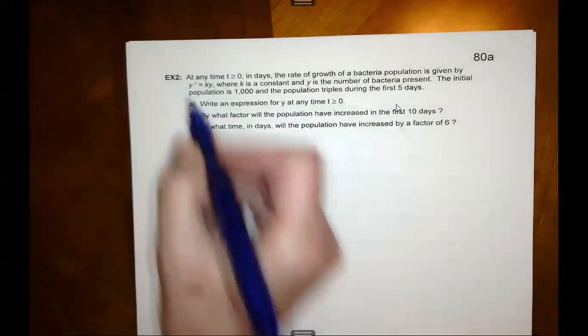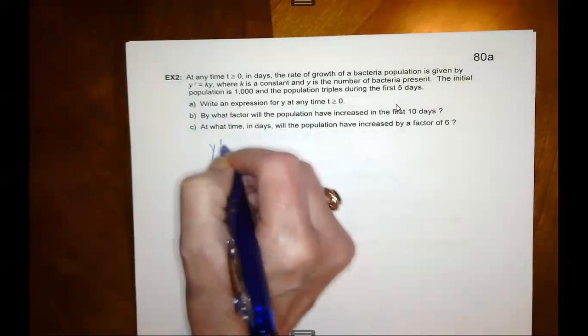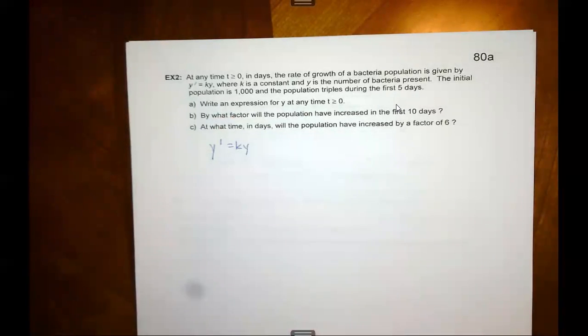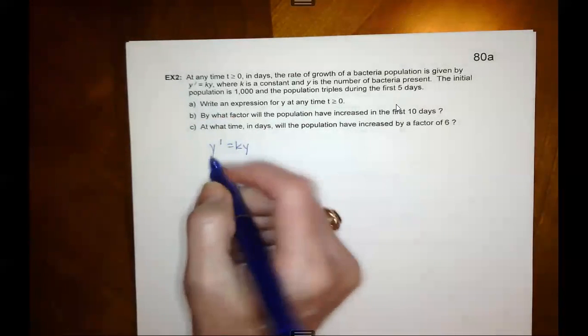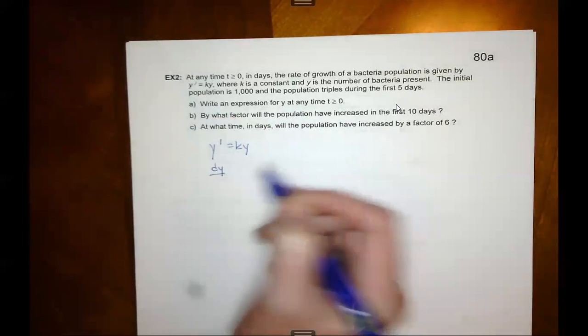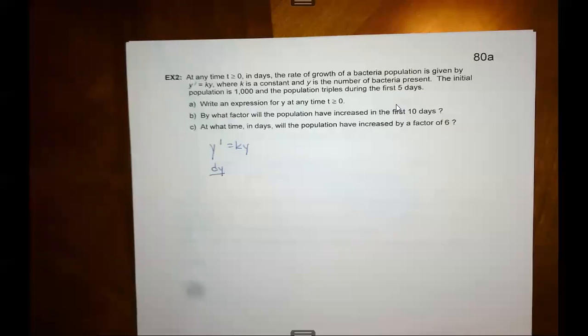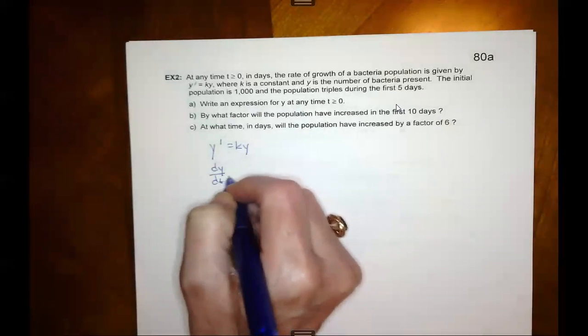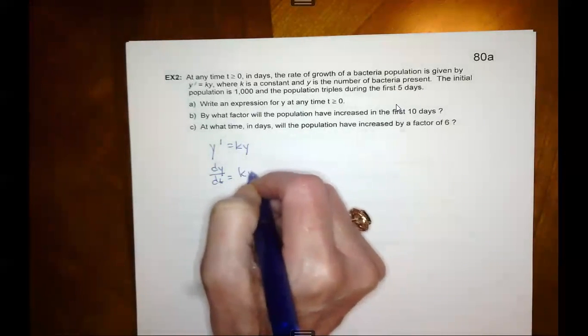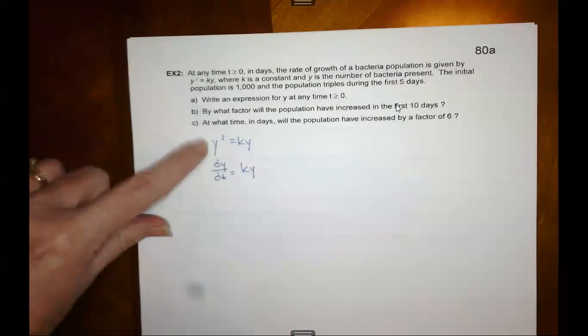So part A says write the expression for y at any time t greater than or equal to 0. That means they want us to solve the differential equation. And so our differential equation this time is y prime equals ky. It doesn't give us a lot of information. But remember that this y prime is dy over dx, or in this case, dy over dt, so dy over dt equals ky. This is just another way of saying that.